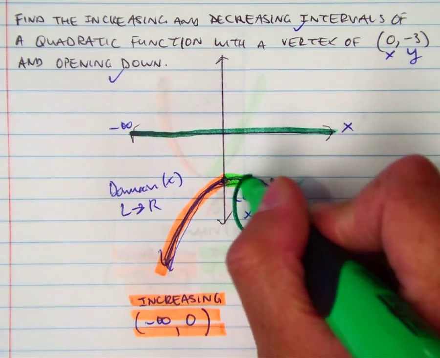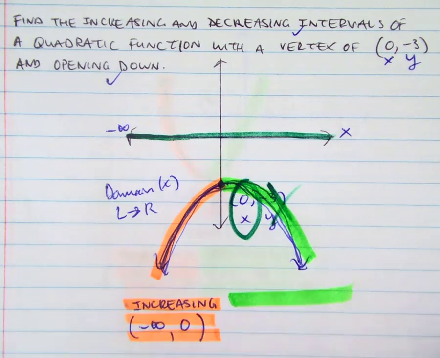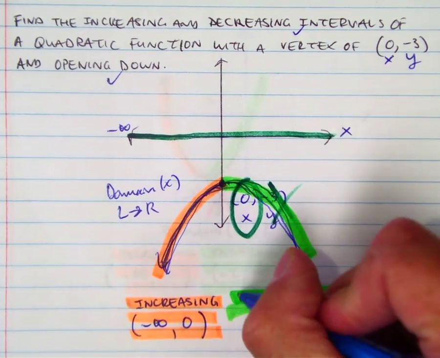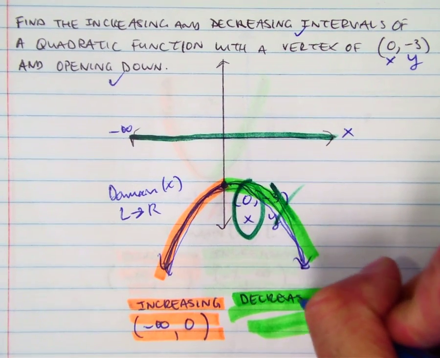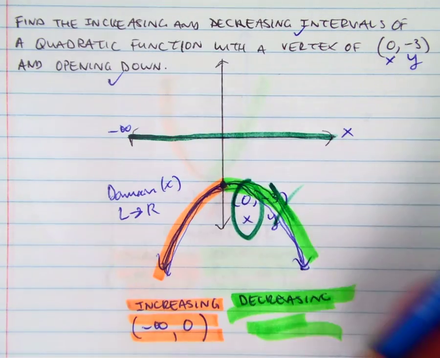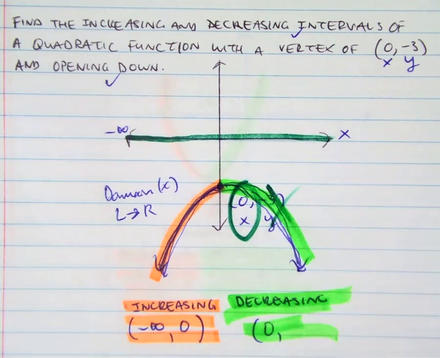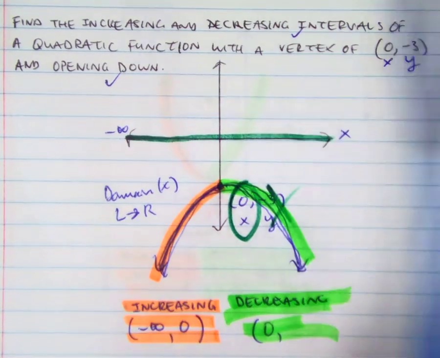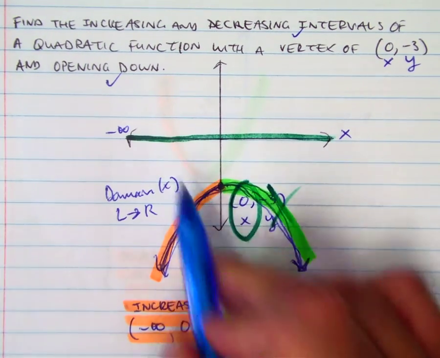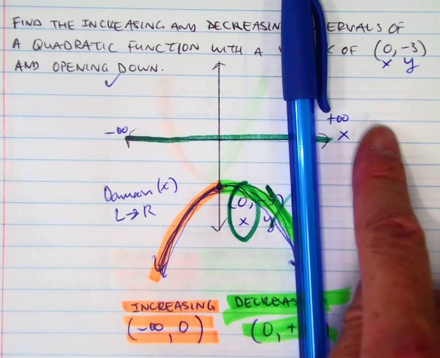Girls, how would you describe this part? Decreasing. Decreasing. Let's write that down. Girls, as I'm starting here, what's my starting point? 0. What symbol? And what's the last thing I touched? Positive infinity. Remember, you're going on the x-axis, and in this direction, it's positive infinity.